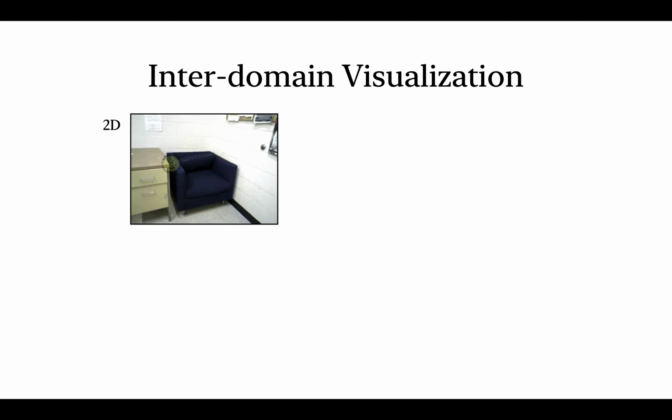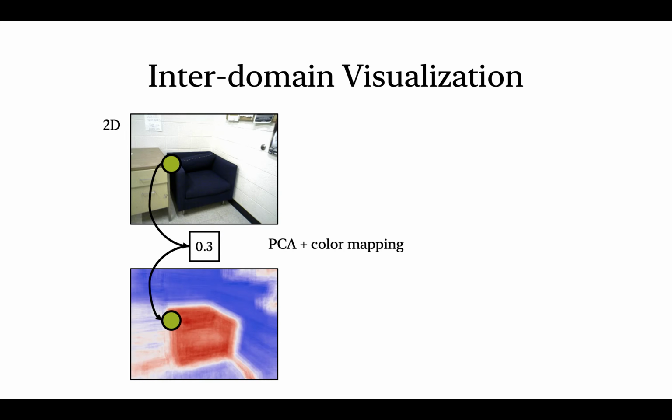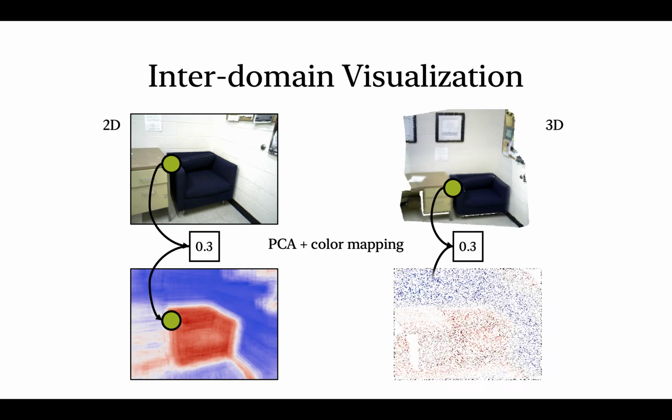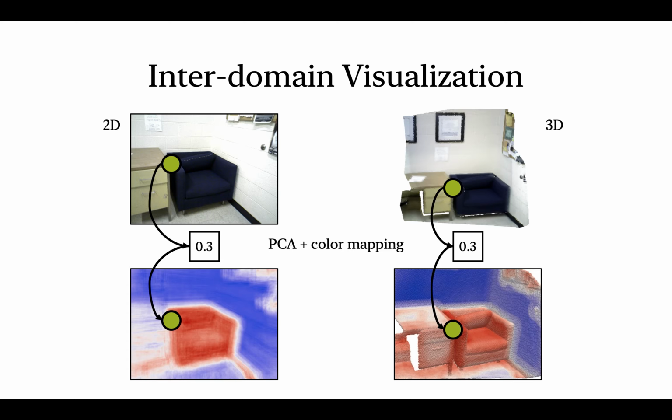To show that our descriptor can perform cross-domain matching, we visualize descriptors between different domains. For all of the local patches in an image, we extract the local descriptor and perform dimensionality reduction with PCA. We then assign a color based on that value. The same is done for the corresponding 3D fragments. The visualization results show that not only are our descriptors very similar in 2D and 3D, but the descriptor can also differentiate object boundaries really well.